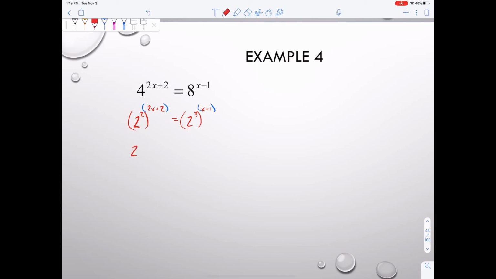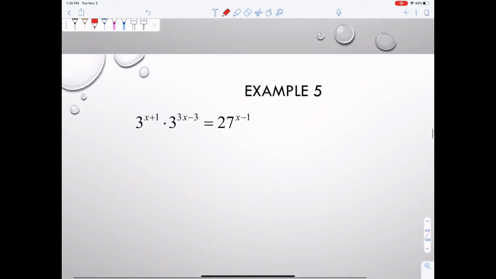When I simplify, then I have 2 to the 4x plus 4 equals 2 to the 3x minus 3. I have like bases, and I can now set those exponents equal to one another. So we're going to have 4x plus 4 equals 3x minus 3. And when I go to solve, I'm going to subtract 3x on both sides. I'm going to have x equals, and when I subtract 4 on both sides, x equals negative 7.